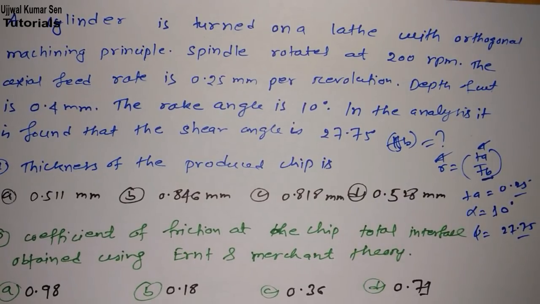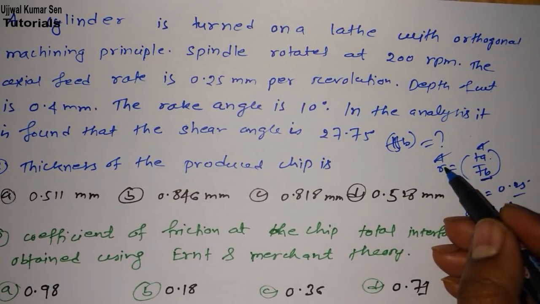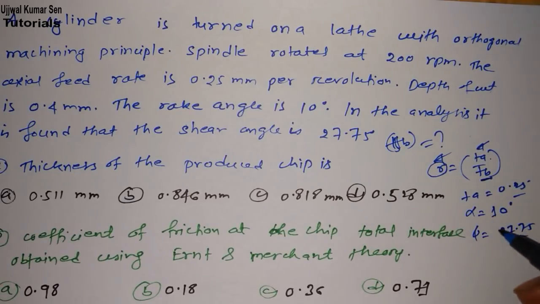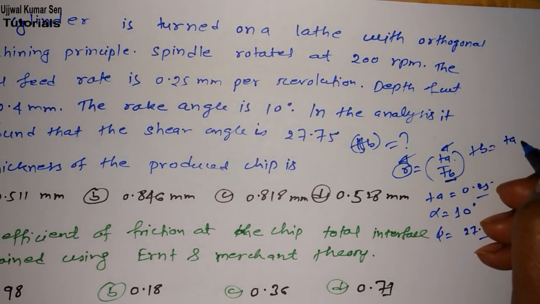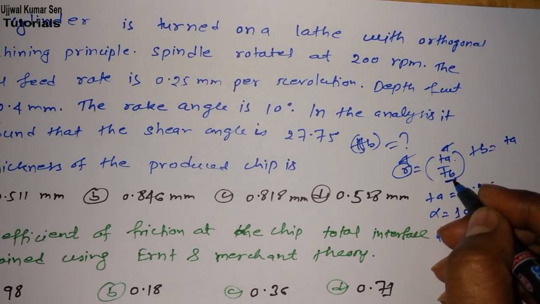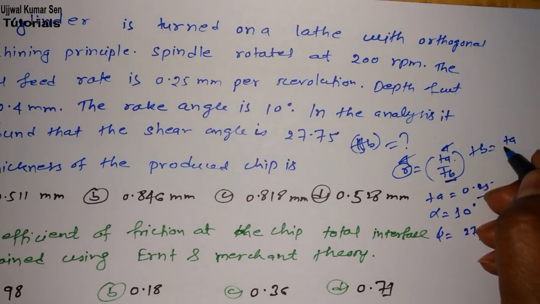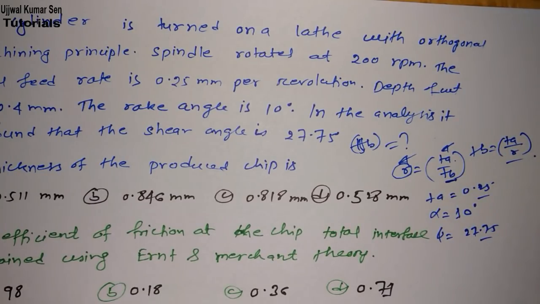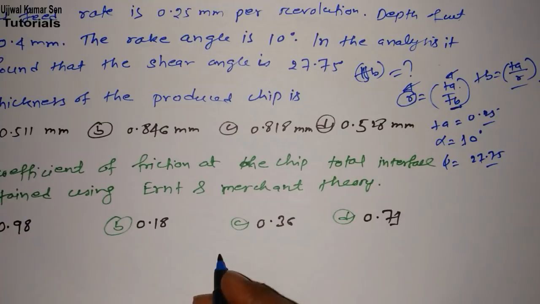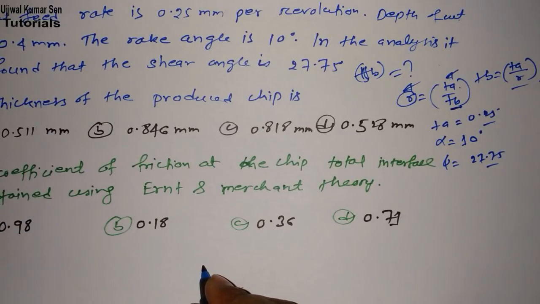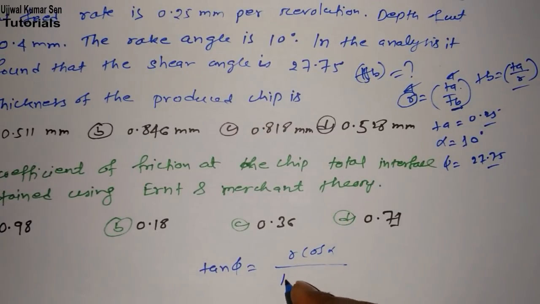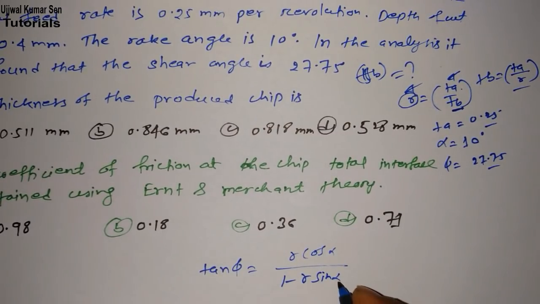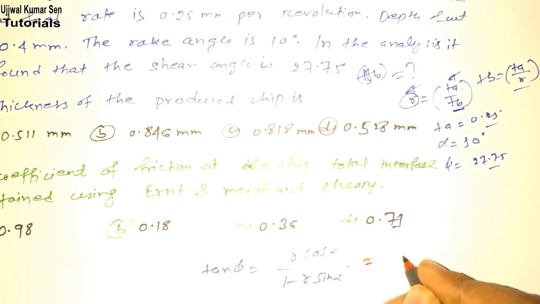Most important, we have been given TA. Now we have to find R. Once we find R, we can implement this equation and find TB. So TB, the chip thickness, is equal to TA by R. Now the formula I have already shared: tan phi is equal to R cos alpha by 1 minus R sin alpha, right? So we have to find R.